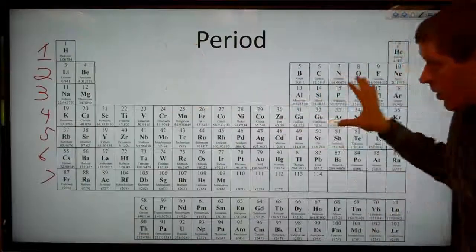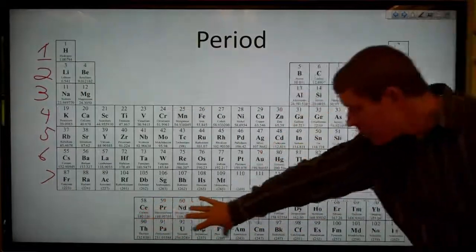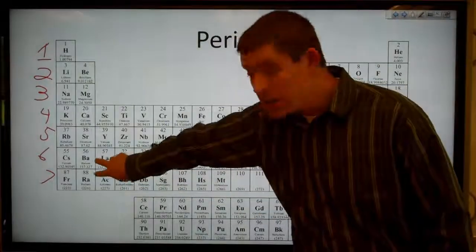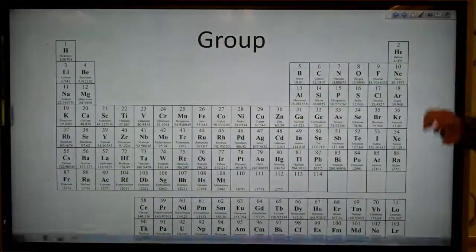So again, the periods are the horizontal rows. These 2 rows down here, those are not periods. These really belong in here, and I'll get to that again in a little bit.